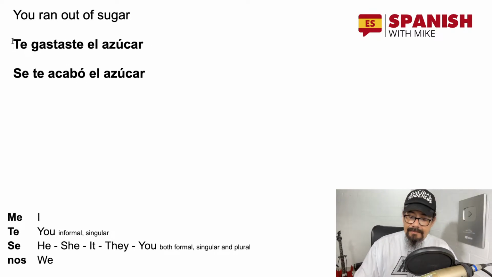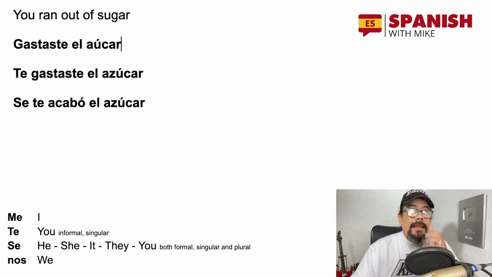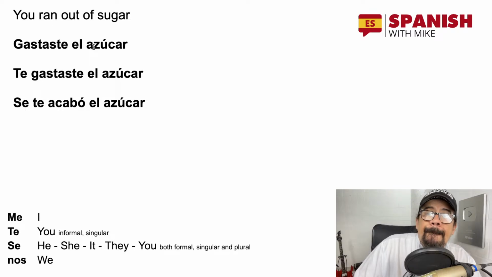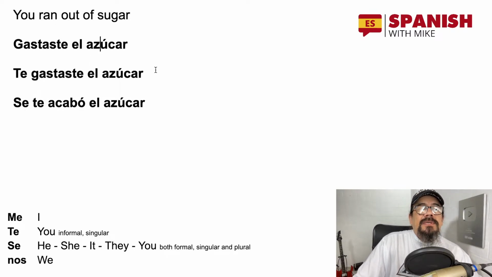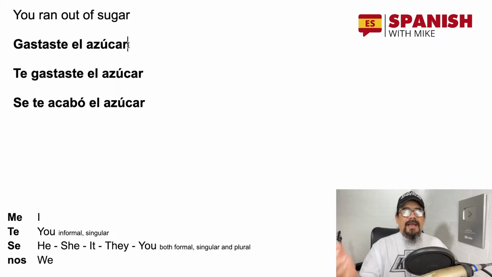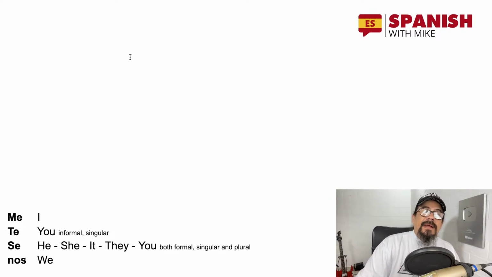And we have gastaste el azúcar, te gastaste el azúcar, se te acabó el azúcar. We have three different ways of saying the same thing, and we have subtle differences between these sentences. Now, if I want to say you ran out of sugar and it was not your fault, I say se te acabó el azúcar. And if I want to be like, hey, what was wrong with you? Gastaste el azúcar. I can say that. Hey, gastaste el azúcar. I'm mad at you because of that. Interesting, right?